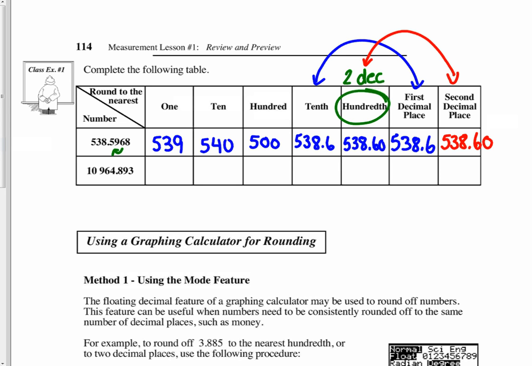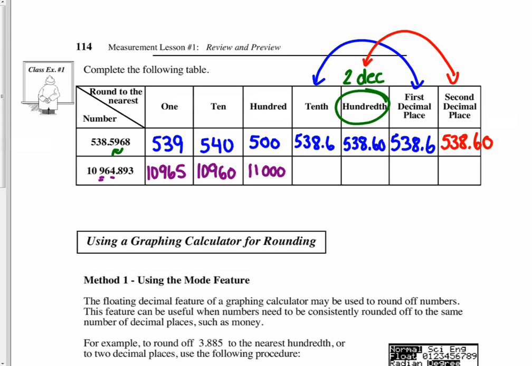Okay, this guy, nearest whole number, 10,965. Nearest 10, 10,960. The 4 rounds the 6 to a 6. It doesn't actually change. It doesn't round, right? Nearest 100. Good, 1,100. Or sorry, 11,000. So the 9 is rounded to a 10. So that's how we get that.